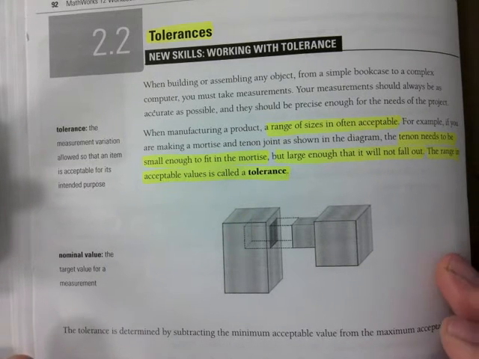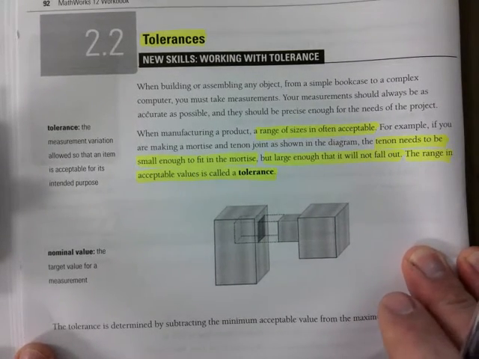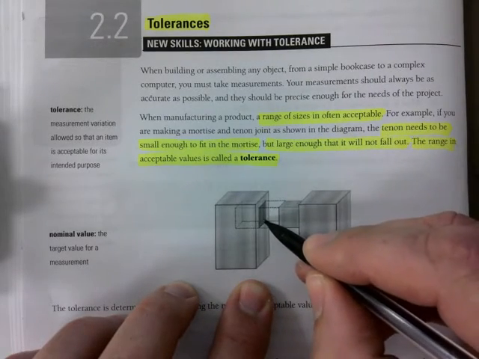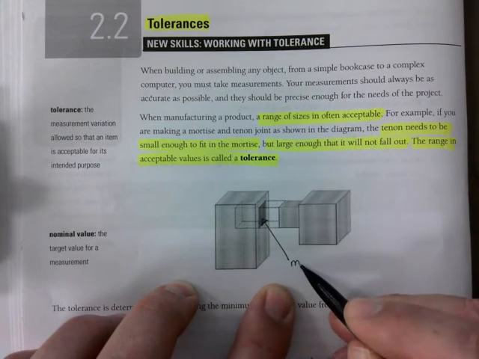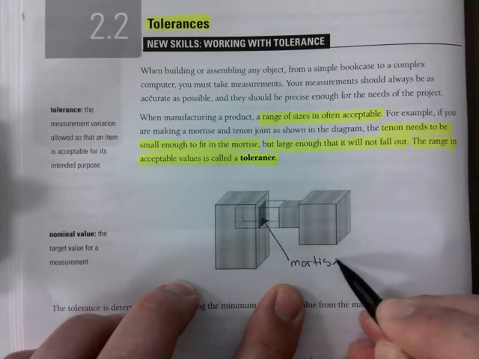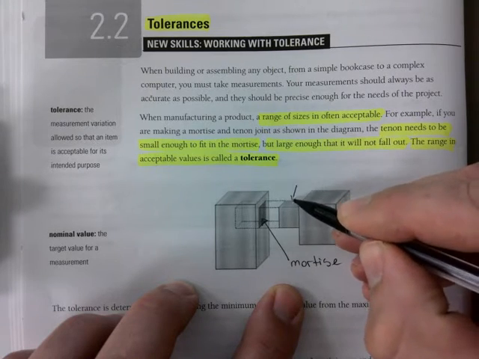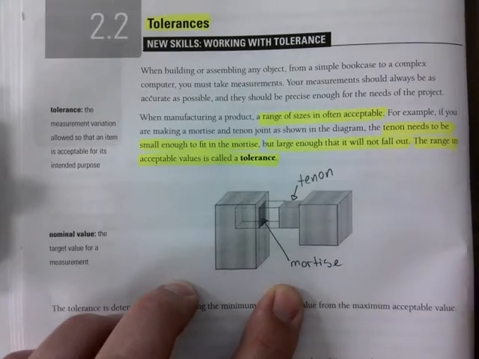And you probably have no idea what a tenon and what a mortise is, do you? I don't blame you. So the mortise is the hole that is created there. So if you want to have an arrow, I bet it's called the mortise. And that's the tenon.